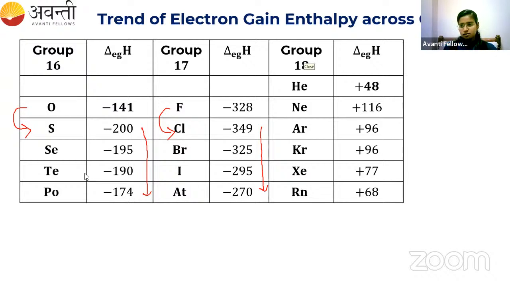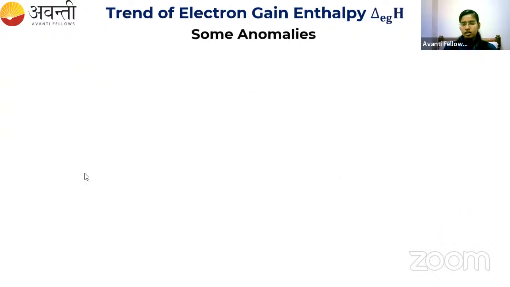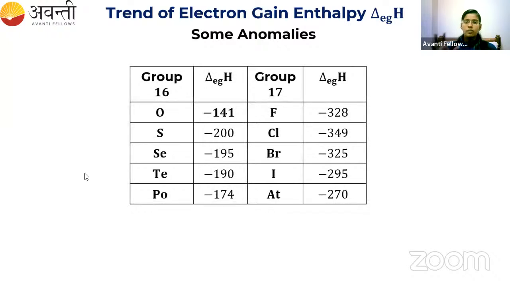On moving down the group, electron gain enthalpy value decreases. So the general trend is: across the period it increases, on moving down the group it decreases. Now we will discuss the oxygen, sulfur and fluorine, chlorine story, which is actually an anomaly. Anomaly means something which is irregular, which is not following the regular trend.